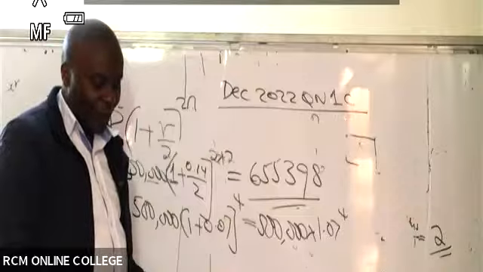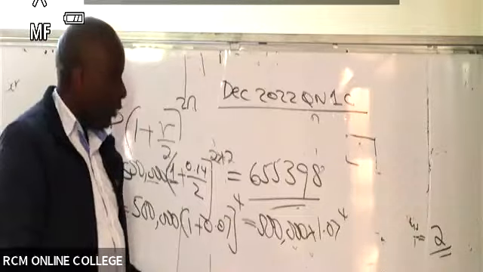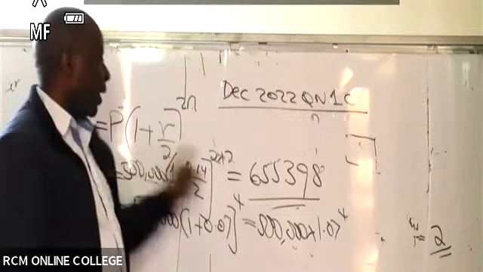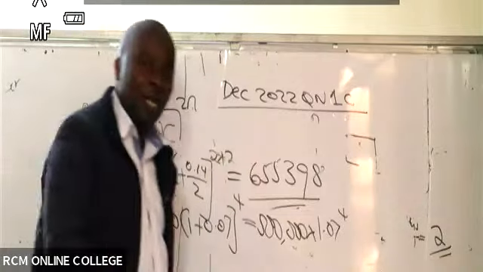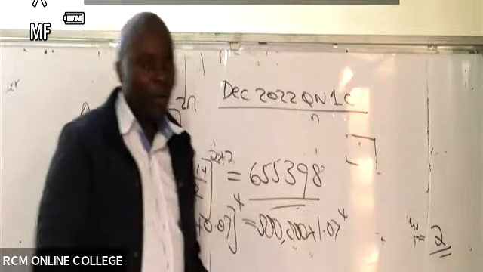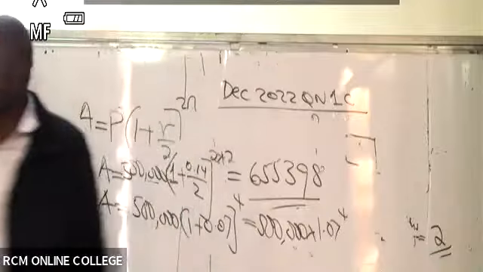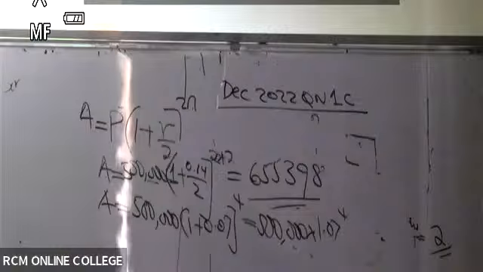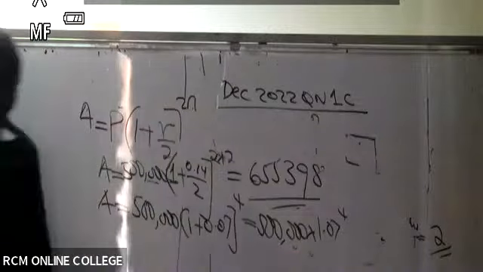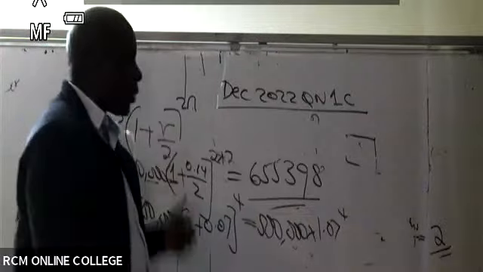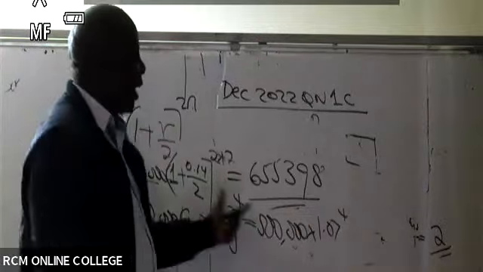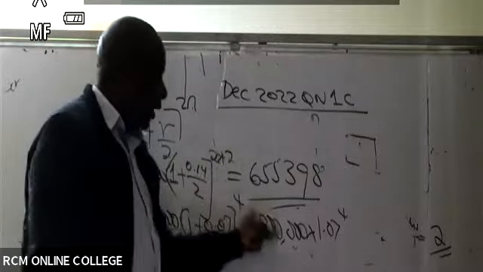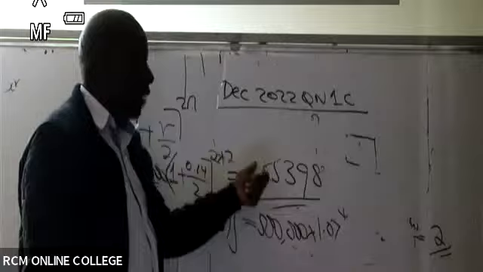Are we together, ladies and gentlemen? Have we been able to follow up to here the amount we shall get from this Nyumba society? Yes. So this is the amount we shall get. But you see, we are after the return. What return are we talking about? Not rate of interest, but interest amount. We invested 500,000, but cumulatively we have gotten 655,398.